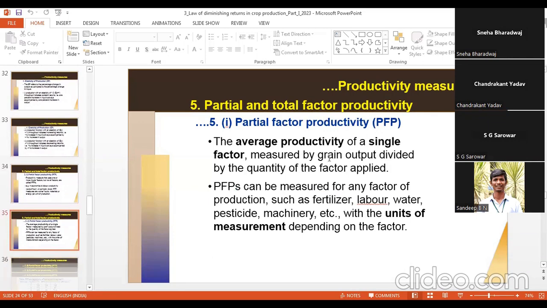The average productivity of a single factor is measured by grain output divided by the quantity of the factor applied. Partial factor productivity can be measured for any factor of production, fertilizer, labor, water, pesticide, machinery, with the units of measurement depending on the factor. That is the main problem, that the units of measurement are different. Therefore, you cannot combine all the factors.